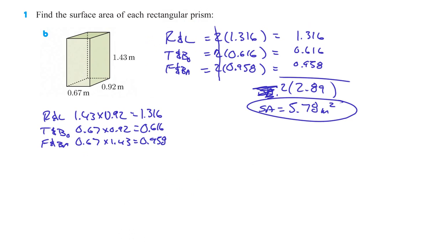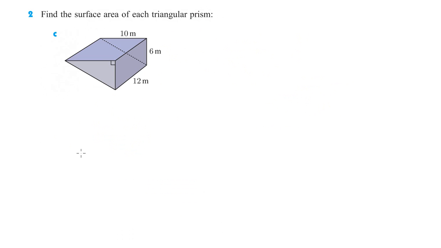Okay, let's look at the next one, number 2. Find the surface area of each triangular prism. So we're going to have the front and the back are the same, and that will give us one. We've got the right side, but there's nothing else that's similar to the right side. We also have the top, but nothing else is similar to the top. And then we have the slanted bottom piece here.